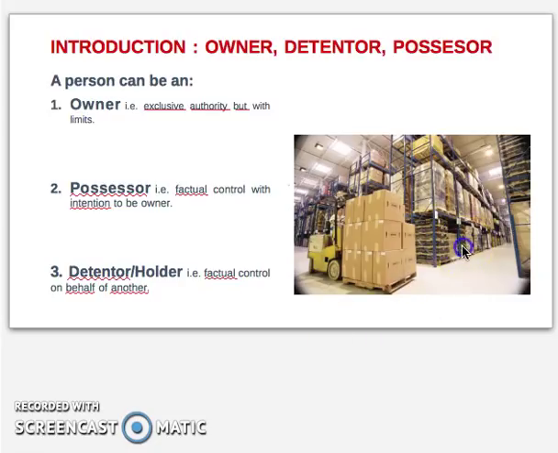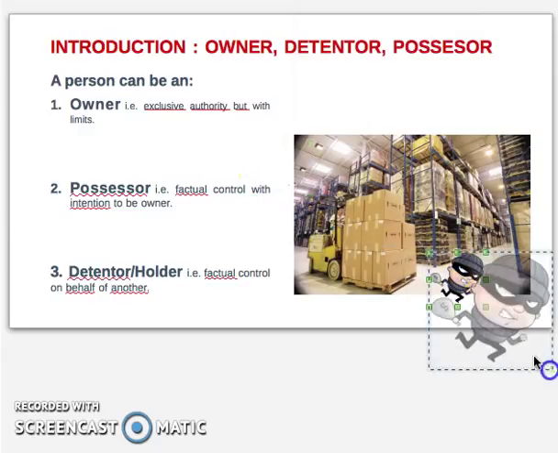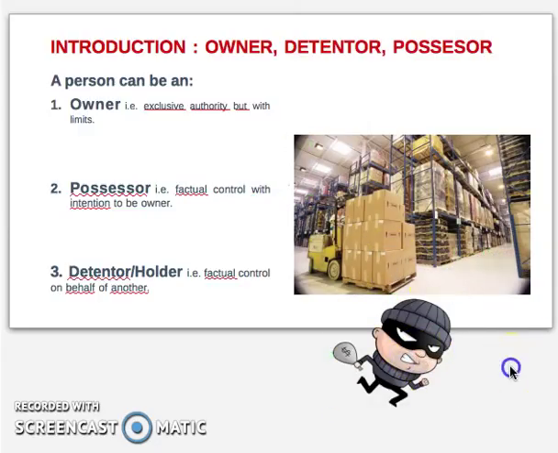Now, let's say a thief came in the night, and this thief stole all the things that were inside this warehouse. What does this thief become? So the thief steals all these boxes. What does the thief become? Does he become an owner, a possessor in good faith, a possessor in bad faith, or a detentor? Okay, I hope you got the answer correct.